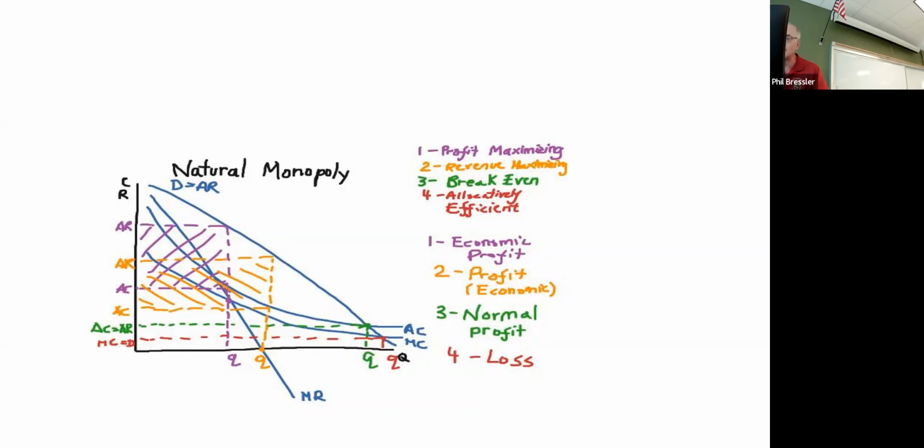And just to hit a couple of the key points, it says AC here, ATC crosses demand at fair return. That is zero economic profit. And where MC crosses demand, that is socially optimal or allocatively efficient. And in this natural monopoly, that will always be losing money. So government would have to subsidize. Okay? Any questions about a natural monopoly before we move on?